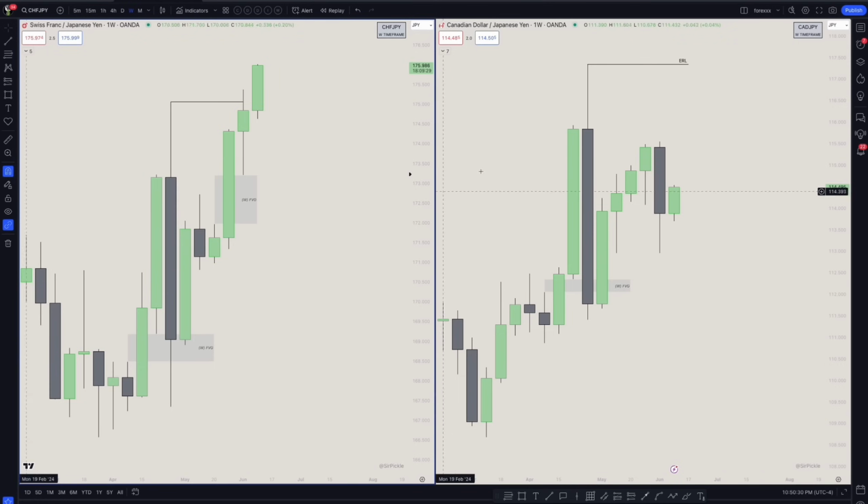Whereas if you look over here on CAD-JPY, we are showing more of a disrespect towards this weekly fair value gap right here, with a smaller lower wick and a full body closure below that weekly gap. So what this indicates right here already on the weekly chart is CAD-JPY is weaker than CHF-JPY.